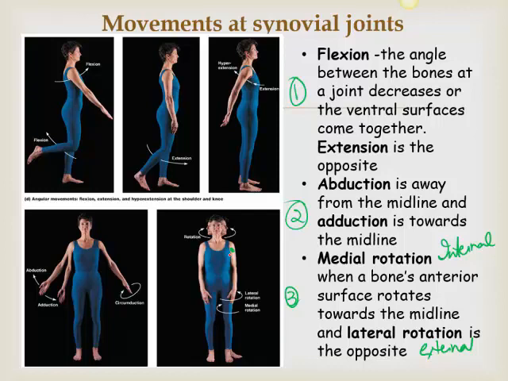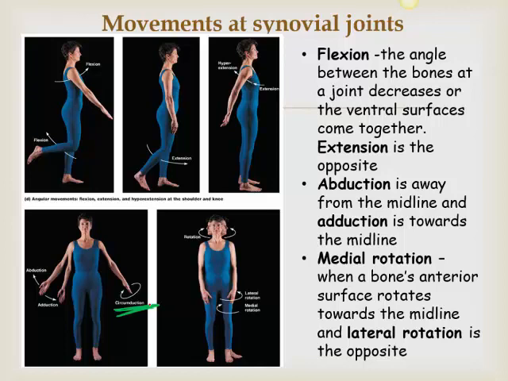So in medial rotation or internal rotation, it's moving inwards. In external rotation, it's moving outwards, okay? So this is rotation. So these are the three types of movement. You will often notice a movement called circumduction mentioned. Circumduction is not a movement by itself.